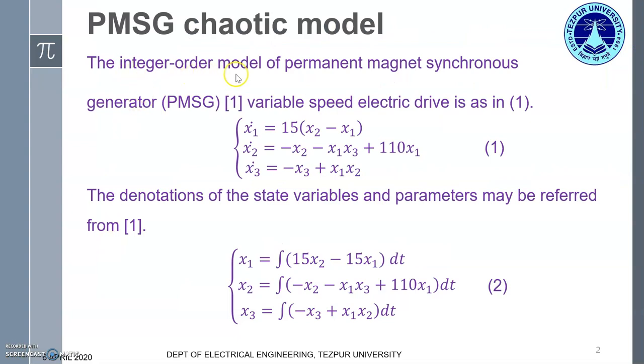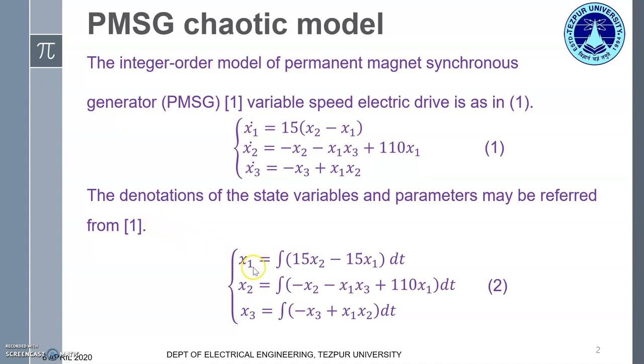So this is the integer order model of a permanent magnet synchronous generator, or PMSG, which is a three-dimensional variable speed electric drive, as shown in equation number 1. Three-dimensional meaning three state variables x1, x2 and x3. The denotations of the state variables x1, x2 and x3 and the parameters may be referred from reference 1 or in my previous videos.